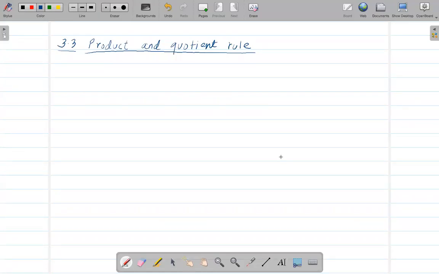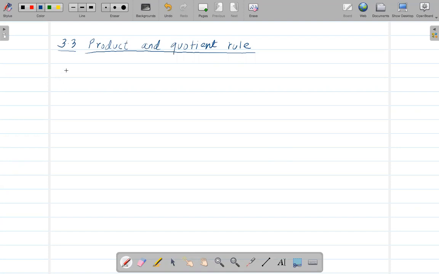Okay, in this section, I will be talking about the derivative of a product and a quotient. So basically, I'll be talking about product and quotient rule. All right. So before I go into this, let me show you some examples first.